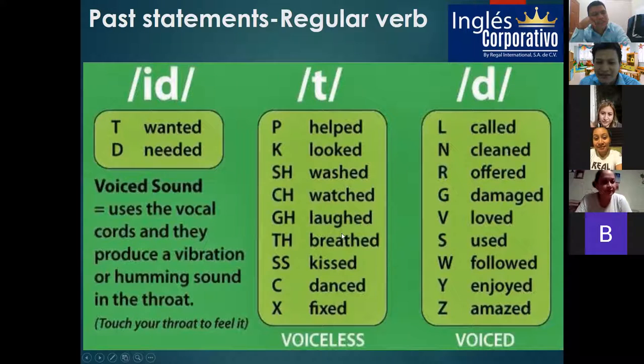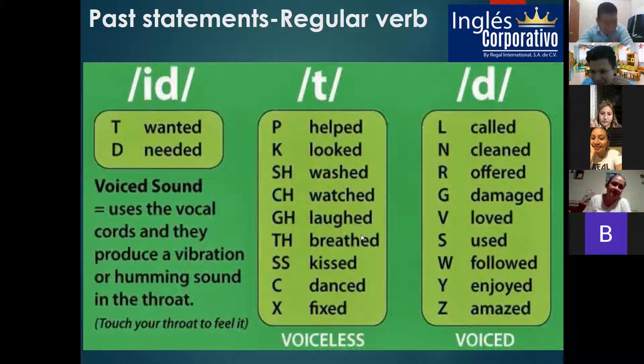Esta es como una F. Laugh. Loved. ¿Qué significa? Sonreír. Yeah, sonreír. Ok, entonces el pasado va a sonar laughed. Laughed. Yeah, very good. Ok, that's good.